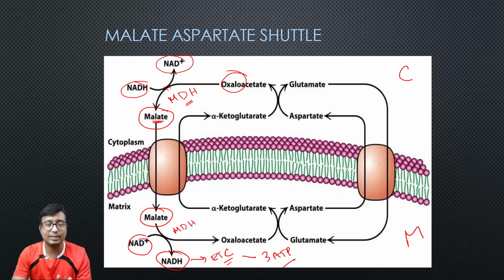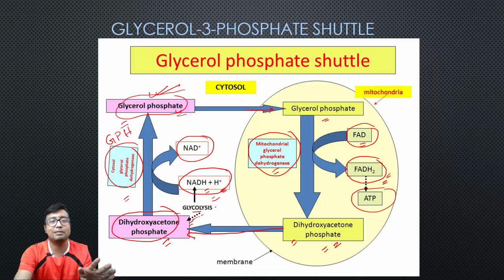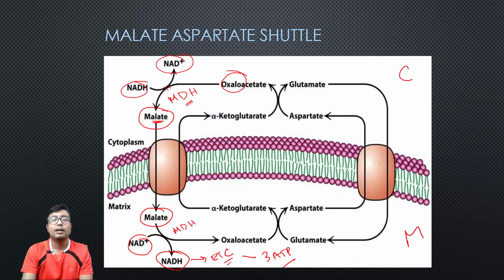But this is not over yet. In glycerophosphate shuttle it was easy. The DHAP which was generated was being shunted back just after a single reaction. So this is a monoenzymatic reaction, glycerophosphate shuttle. So it is a bit easy to remember. But in case of malate shuttle, there is another reaction. So we are not done yet. So what happens?